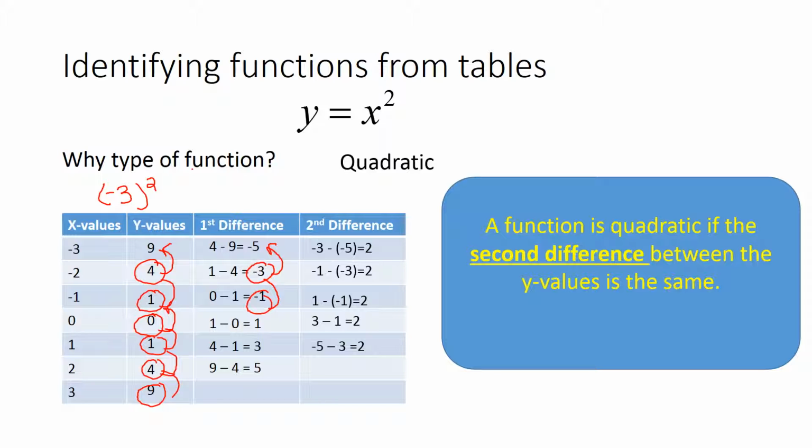So the first thing we want to try is to find the first difference. If it's the same, it's linear. If it's not the same, then let's try the second difference and see if that's the same. And if it is, then it's quadratic.